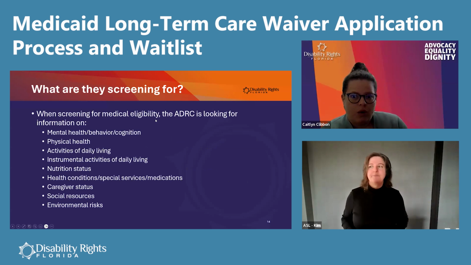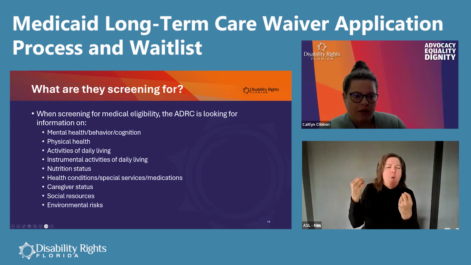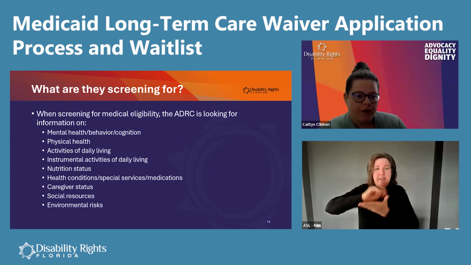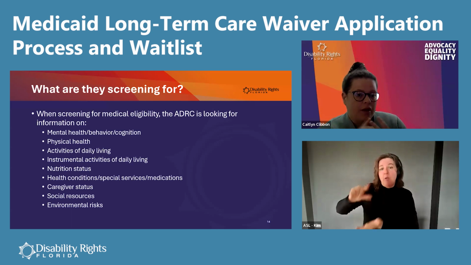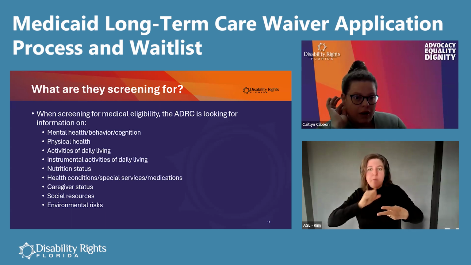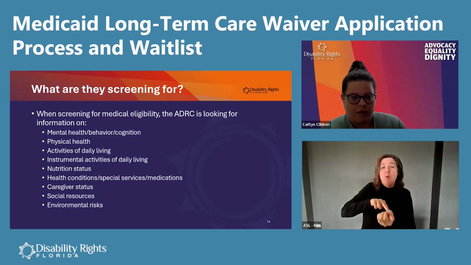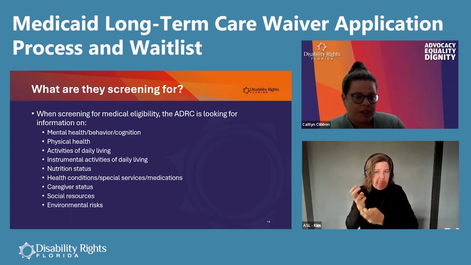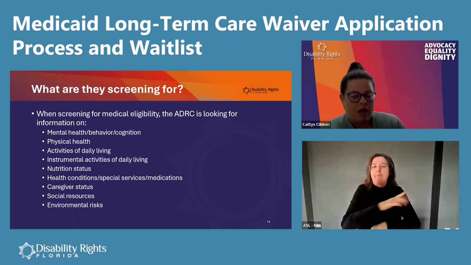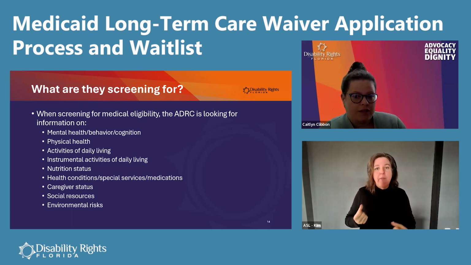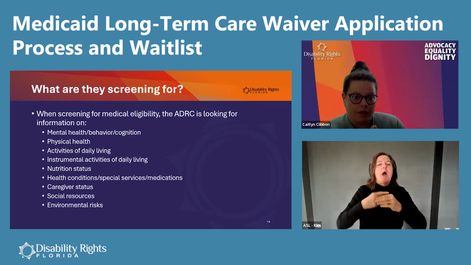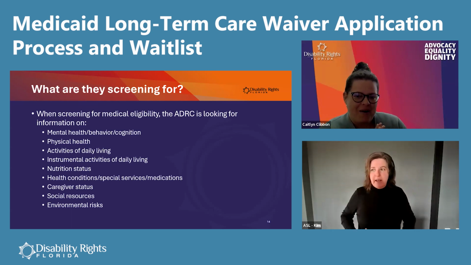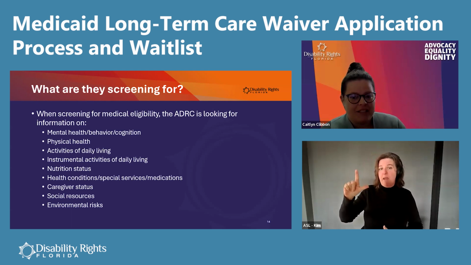Okay. So what are they screening for? This is essentially, what are they asking you about in that hour-long phone call? What they're looking for is information that would get at, again, your medical qualifications, your diagnoses, your age, and then your level of care. Are you requiring that nursing facility or that hospital level of care? They're going to ask you questions about your mental health, behavioral health, cognition. They're going to ask you about your physical health, any impairments you have. They're going to ask you about your ability to complete your activities of daily living and your instrumental activities of daily living. They're going to want to know about your nutrition status.